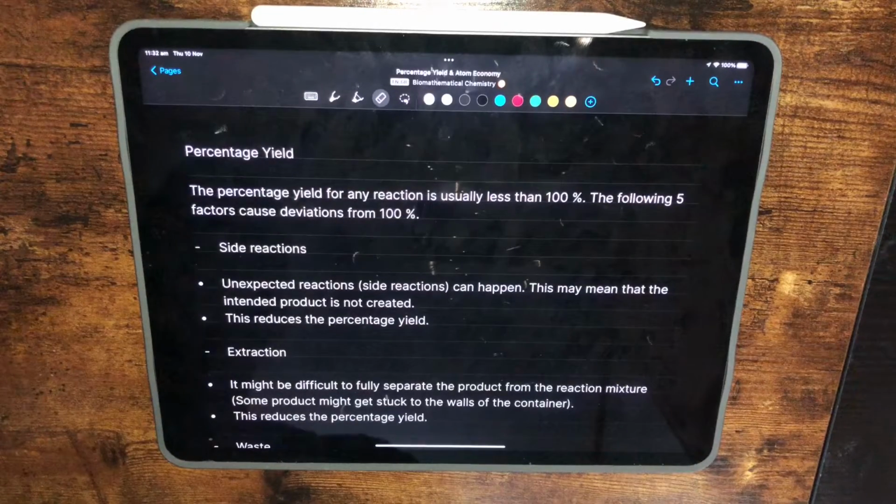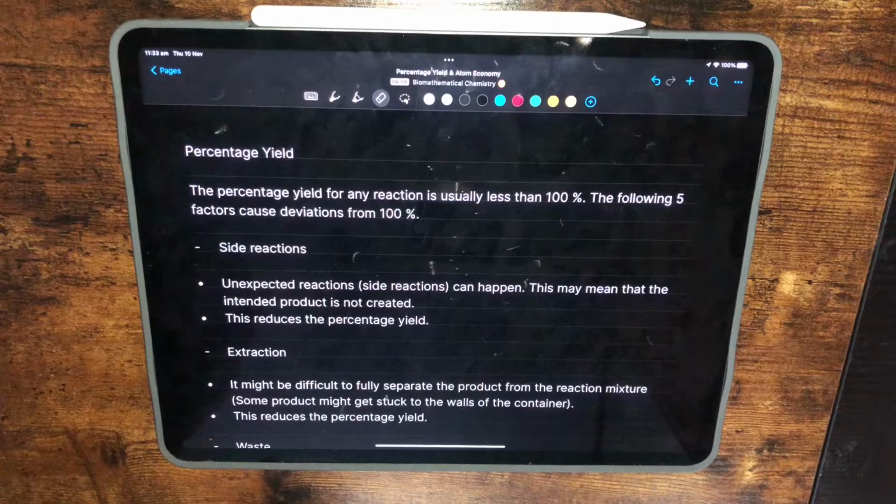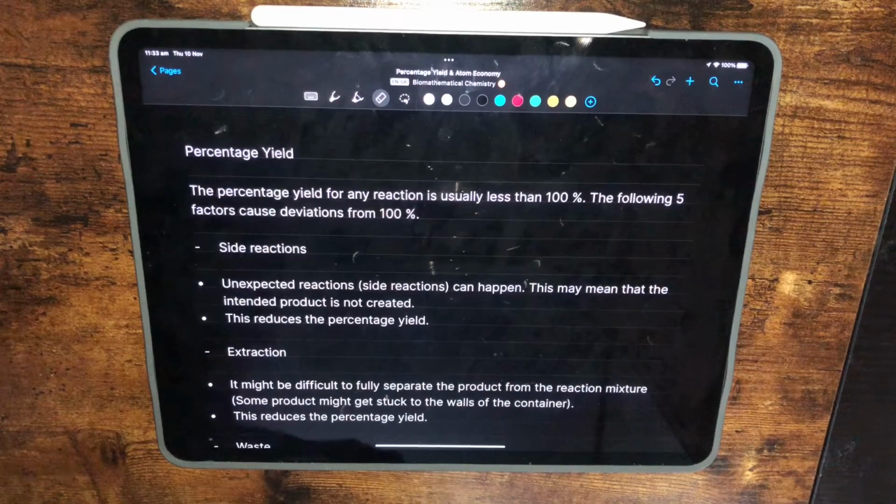Today I'm going to be doing a video on percentage yield and atom economy. I'll try and do this video relatively quickly, so I'll make this video extra long and unnecessarily long, I should say. Alright, go through percentage yield. The percentage yield of any reaction is usually less than 100%. The following 5 factors cause deviations from 100%.